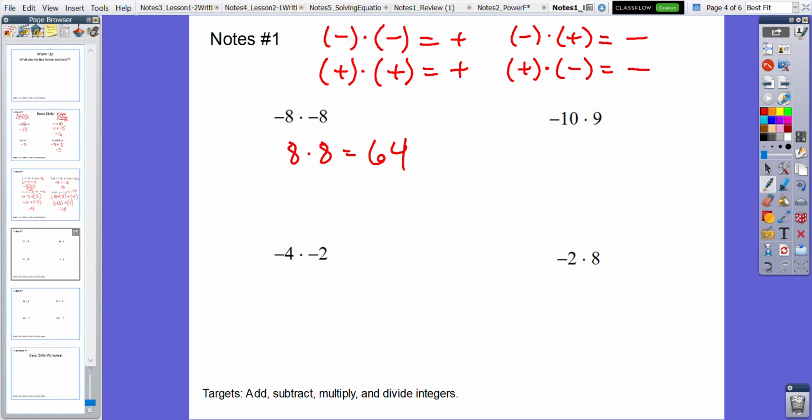Negative 10 times 9. So a negative times a positive. That means my answer is going to be negative. 10 times 9 is 90. So this is going to give me negative 90 as an answer here.